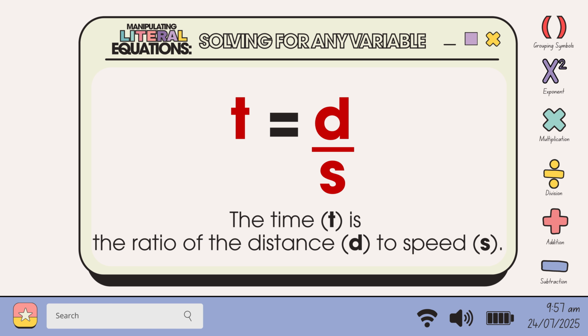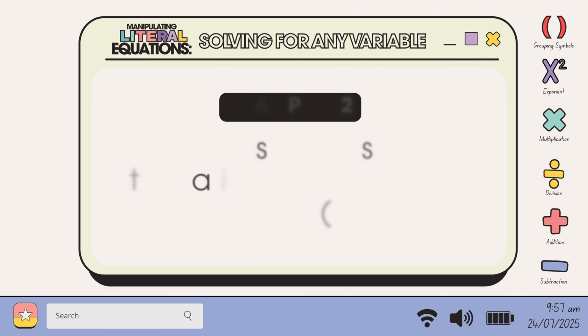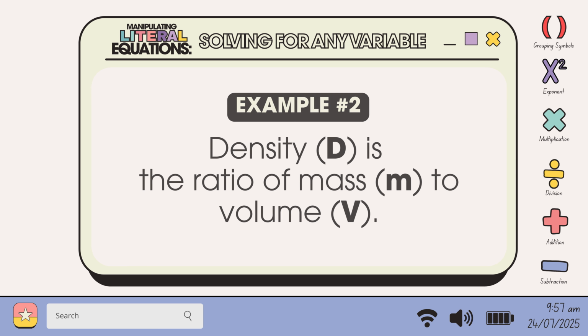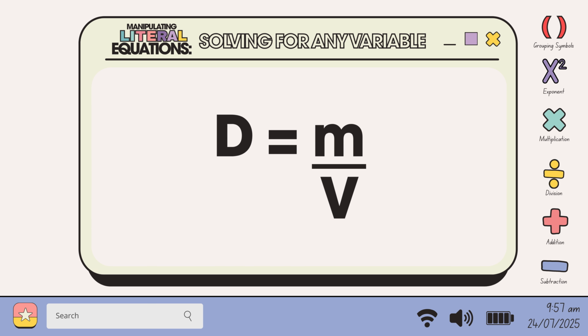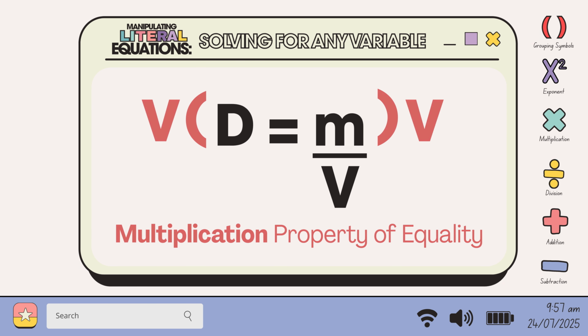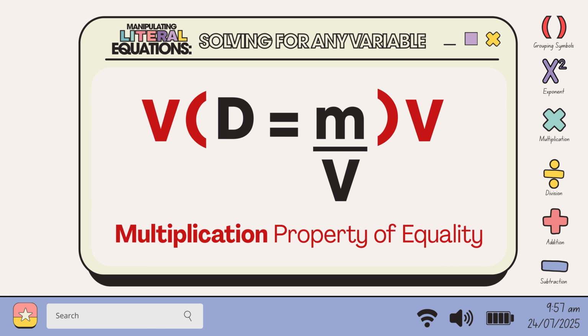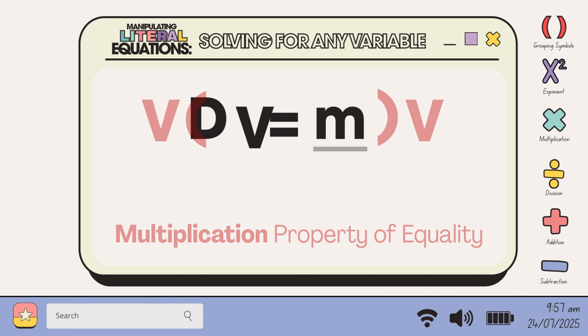Now let's look at density, which is the ratio of mass to volume. Translating, we have d equals m over v. To isolate m, we use the multiplication property of equality.